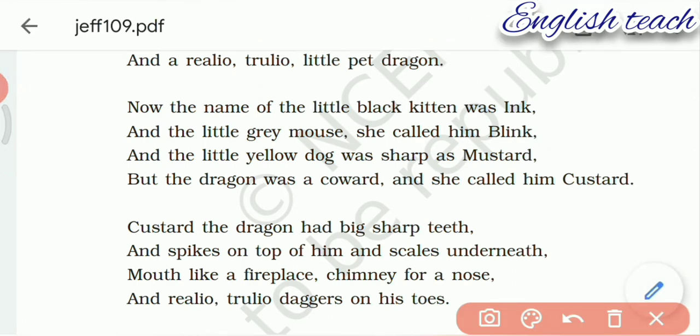Now the name of the little black kitten was Ink, and the little grey mouse, she called him Blink, and the little yellow dog was sharp as mustard. But the dragon was a coward and she called him Custard.